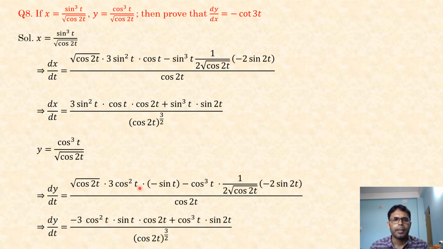So simply, this minus is here, 3 cos square t is here, sin t is already here, root cos 2t and root cos 2t multiplied is simply cos 2t. This negative is coming outside, so it is plus, cos cube t is already there and sin 2t is here. Okay, so then to find dy dx, this is dy dt and this is dx dt.